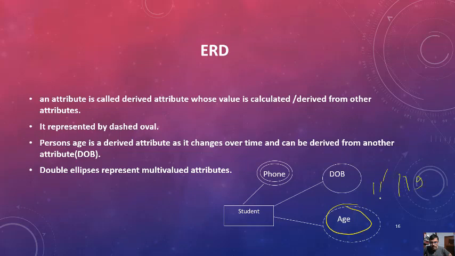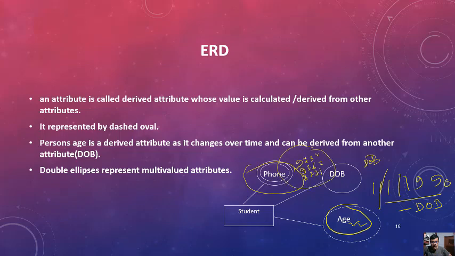And the double line represents the multi-value attribute. Multi-value means it is possible that a student may have multiple mobile or phone numbers. Then he has multiple phone numbers: one is 9738, another is 9862, another is 8771. So these three are to be stored under a single phone attribute. That's why it is called a multi-value attribute. Multi-value attributes we represent by a double ellipse.